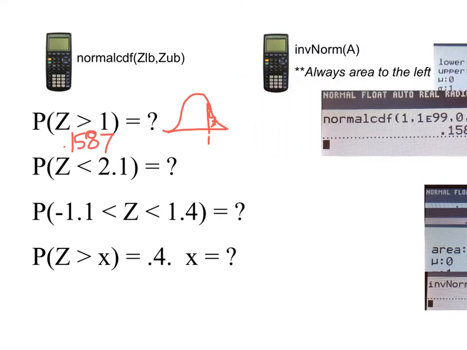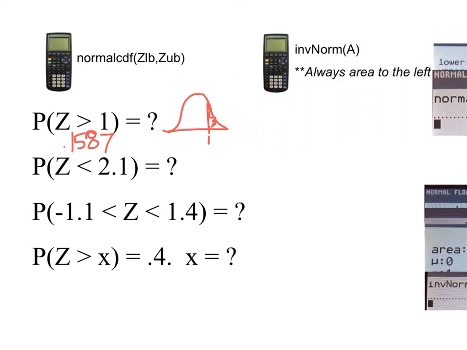All right, let me pull in something else. So in this curve, we're going to do z less than 2.1. So if you have a normal curve, 2.1 is up here, because again, that means you're 2.1 deviations above average. And you want to know the percent that's less.